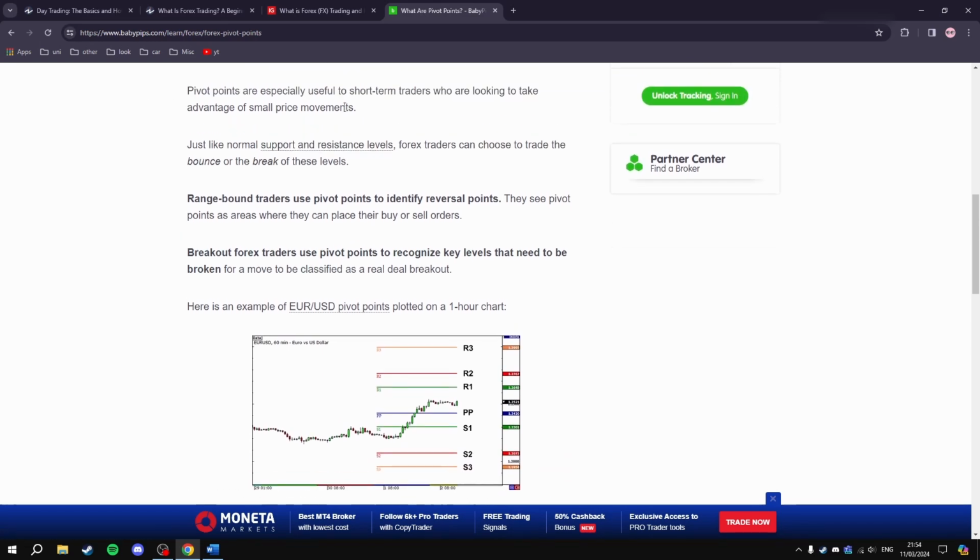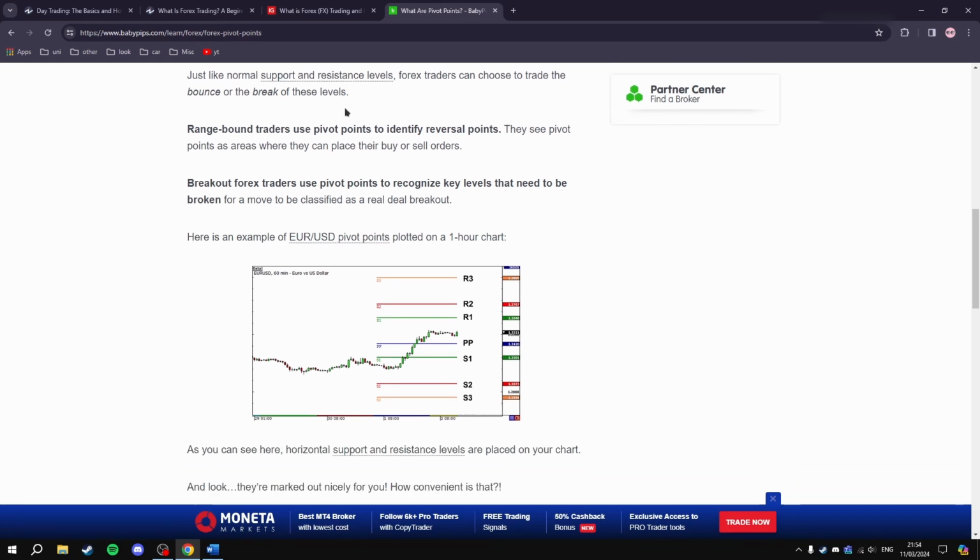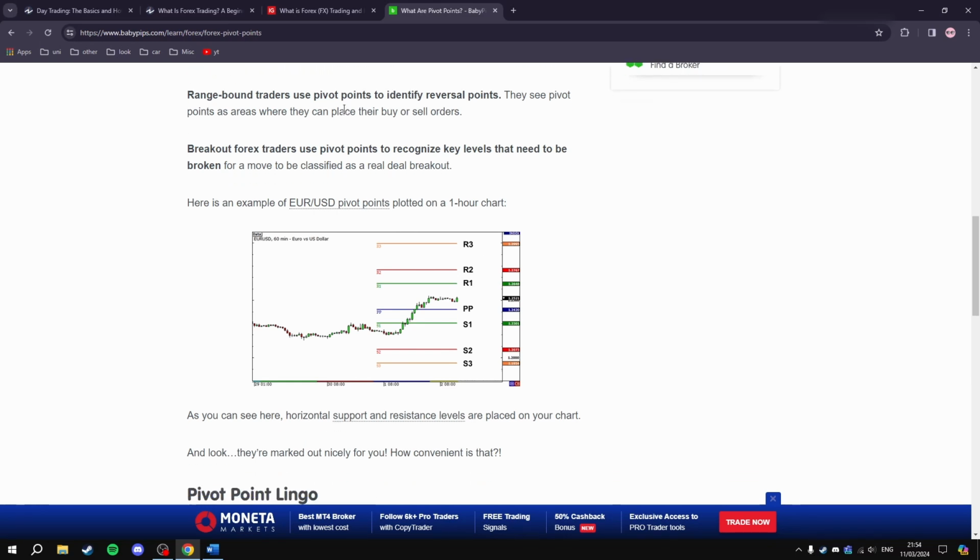Pivot points are especially useful to short-term traders who are looking to take advantage of small price movements. Just like normal support resistance levels, Forex traders can choose to trade the bounce or the break of these levels. Range-bound traders use pivot points to identify reversal points.